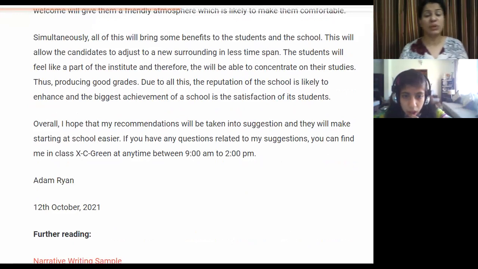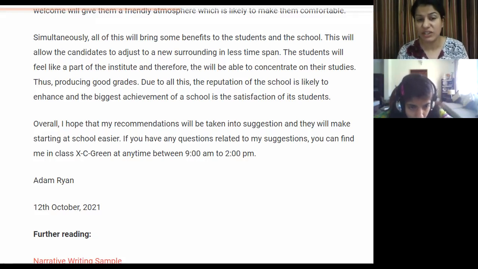Simultaneously, all of this will bring some benefits to the students and the school. This will allow the candidates to adjust to a new surrounding in less time span. The students will feel like a part of the institute, and therefore they will be able to concentrate on their studies, thus producing good grades. Due to all this, the reputation of the school is likely to enhance, and the biggest achievement of a school is the satisfaction of its students.